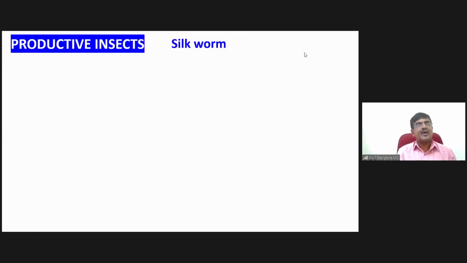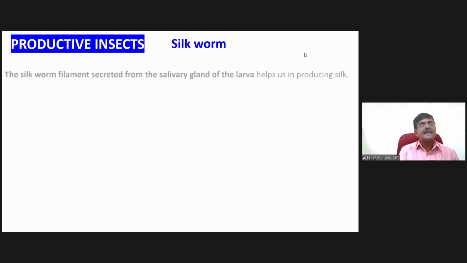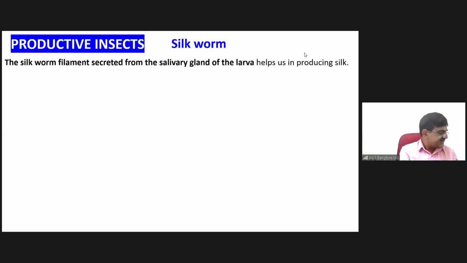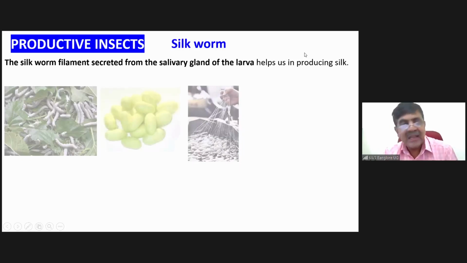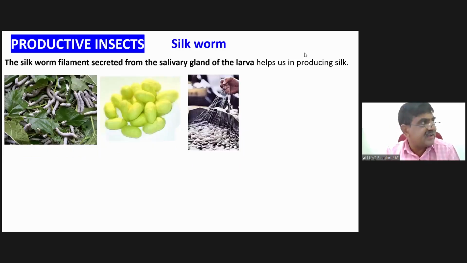The second productive insect is the silkworm. All of us are aware of silk. The silk filament secreted from the salivary glands of the larva helps in producing the silk. Anyhow, you'll be having one course on sericulture, where you'll be studying in detail about these silkworms.